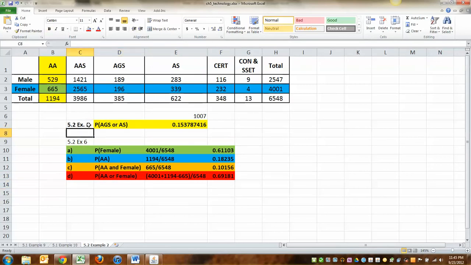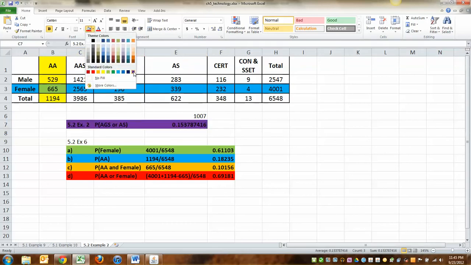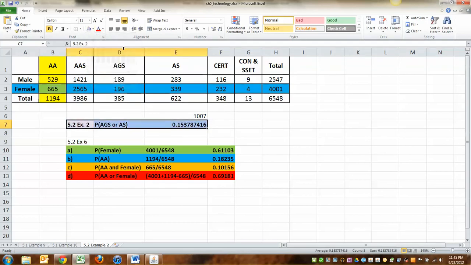So we did this one before. This one, and I didn't label it before, but I should have, so I'm going to label it now. So this was, I hate that color. Let's make it purple. All right, so that was the probability of AGS or AS, and that was just we added up these 2 guys right here. Everything was grand.